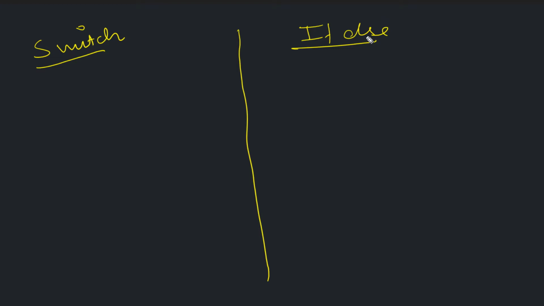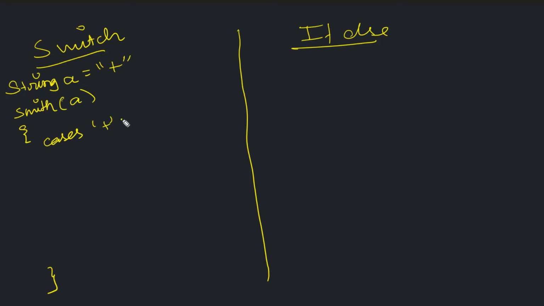So in switch case we have a variable, a string like a, which has some values like plus or minus, any value of a string. Then we want to perform some task by checking it with the variable a itself. We have a switch statement, inside that we have this variable a, and inside that we have our condition cases. Like in switch we have different cases: if it is plus, then we perform some task, and then we have a break statement.